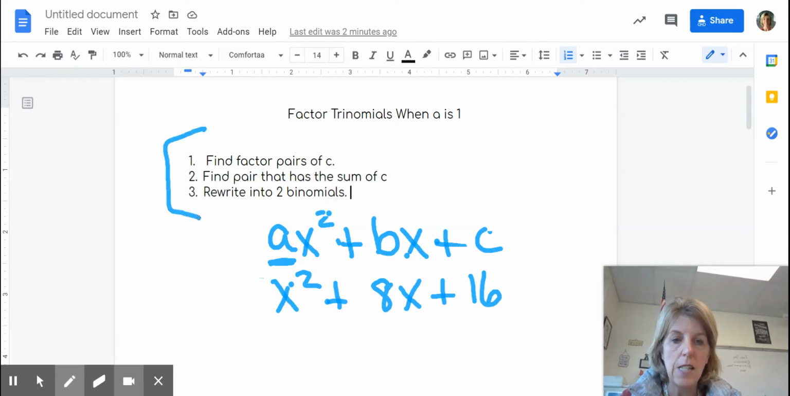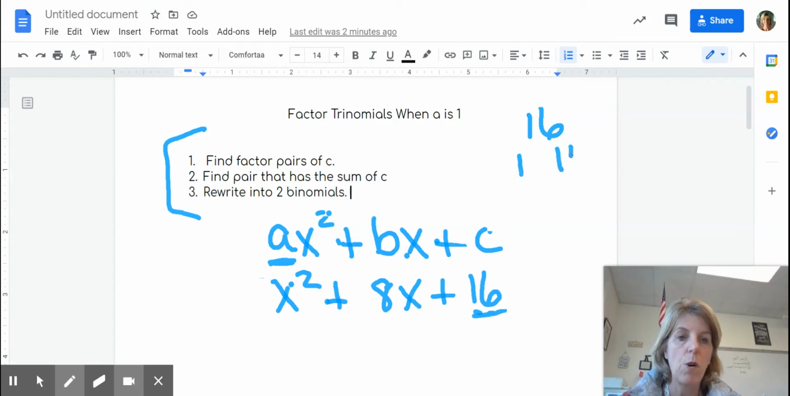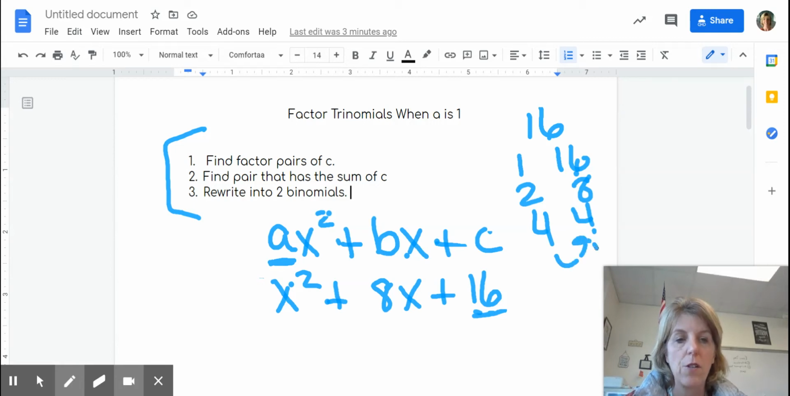You're going to identify c and find the factor pairs. In this case, c is 16. I'm going to find the factor pairs. Remember, we talked about those before. What are the two factors that you would multiply together that would give you the product of 16? In this case, it's 1 and 16, 2 and 8, and 4 and 4. Remember, do it in a systematic, orderly way. It's going to help you make sure that you found all of the factor pairs.